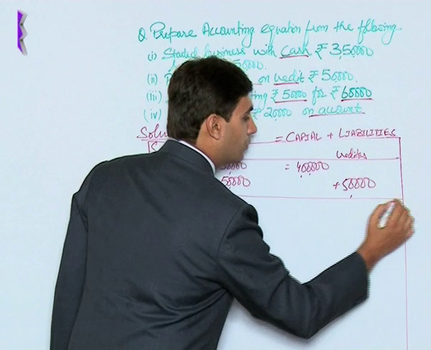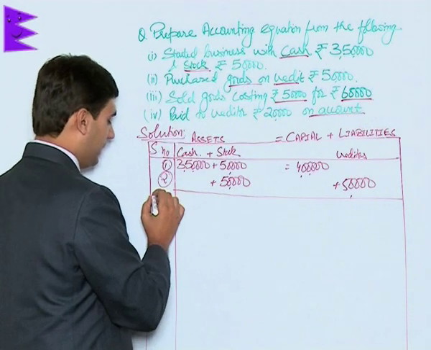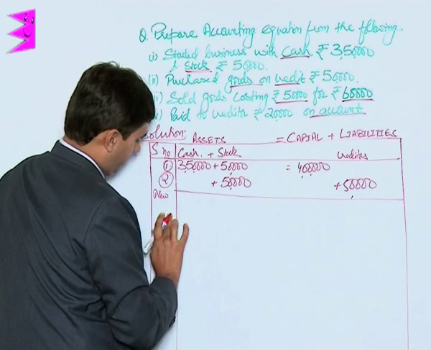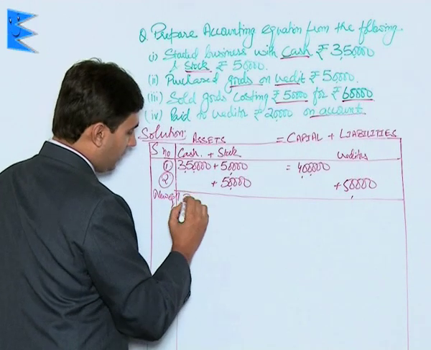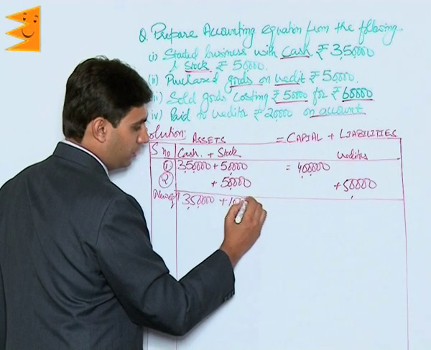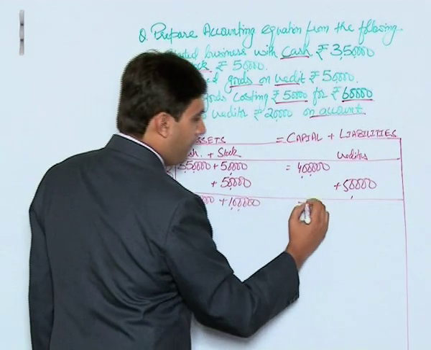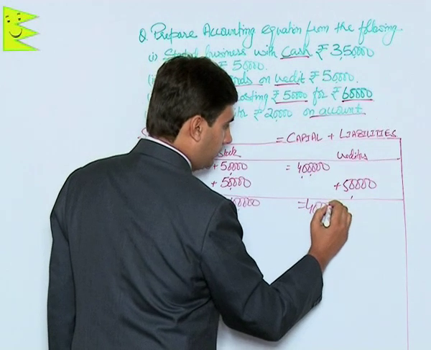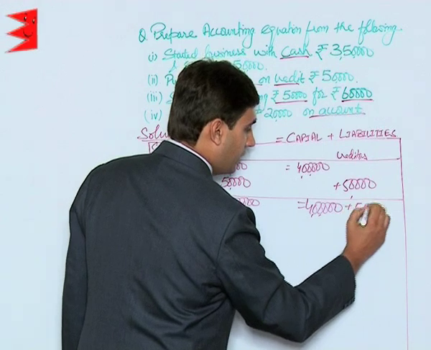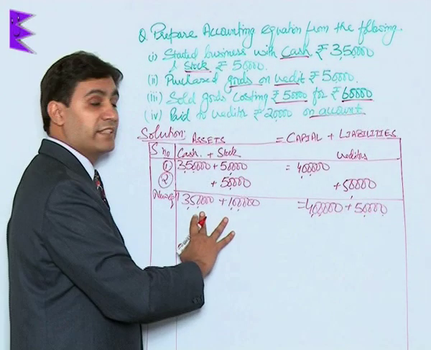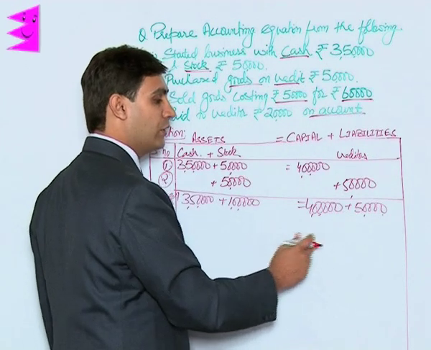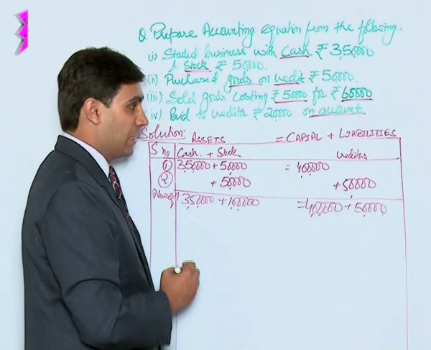Let us total these two transactions and find out whether they are equal or not. So the new equation becomes: 3,50,000 in cash, 1 lakh in stock, the capital is 4 lakh and the creditors are 50,000. It is very clear that we have total assets of 4,50,000 and capital and liabilities also equal to 4,50,000.